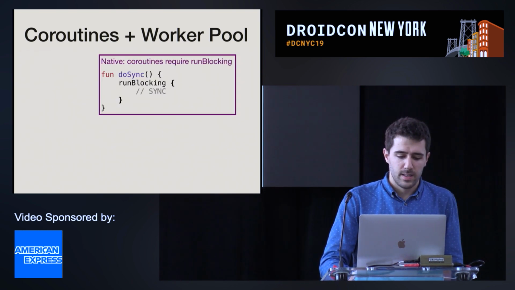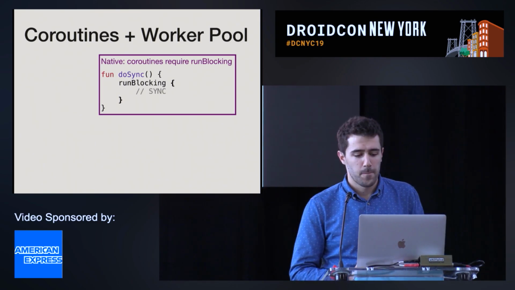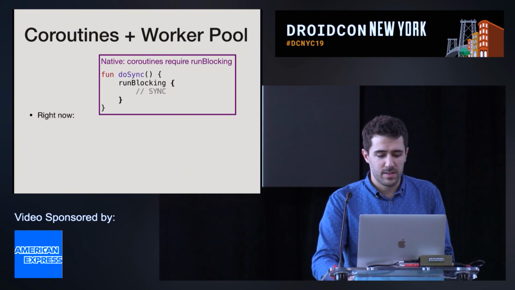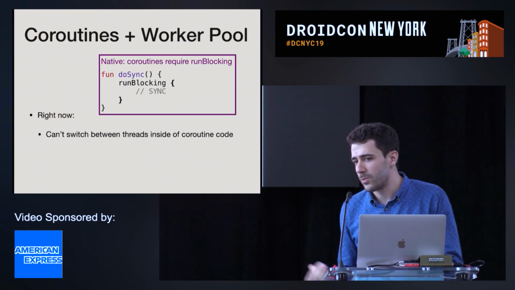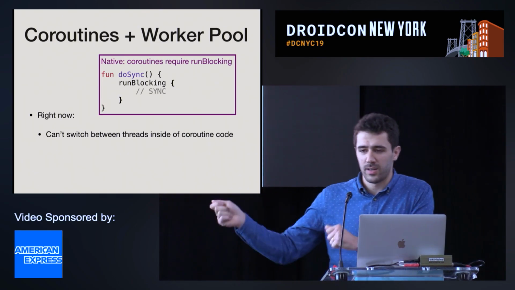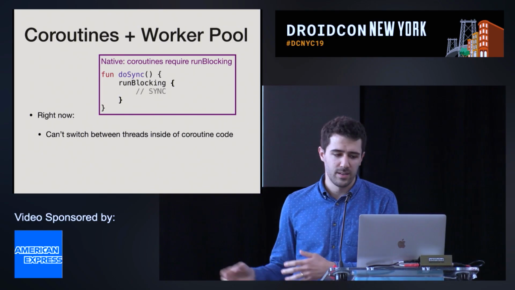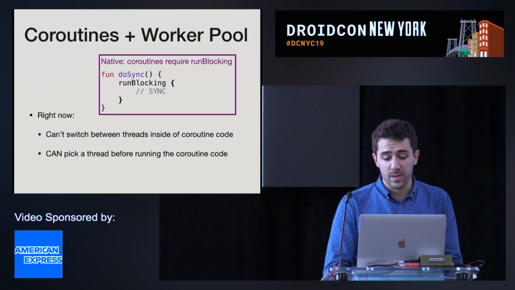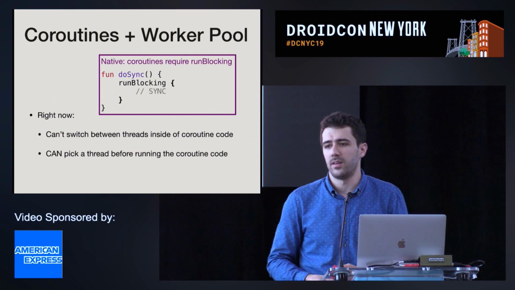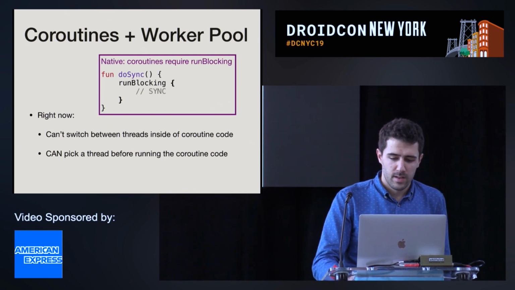All right, so we're back to trying to figure out what can we do with just run blocking. And so right now, the state of things is that we can't switch between threads inside of coroutine code when we're using run blocking. So if you're going to try to reach for with context or something to switch to another dispatcher to do work somewhere else, that's not going to work in Kotlin native. But what we can do is we can pick a thread before running the coroutine code, and that's basically just a worker pool. So we're going to go ahead and implement a worker pool.